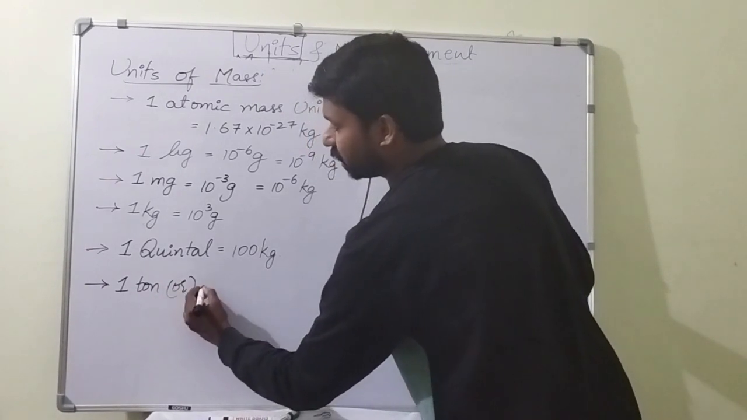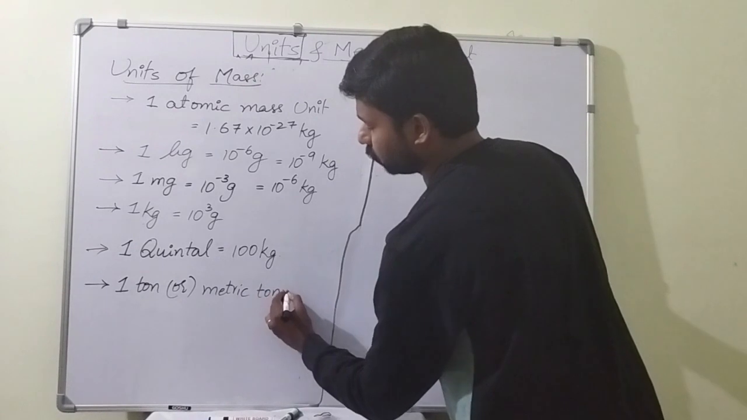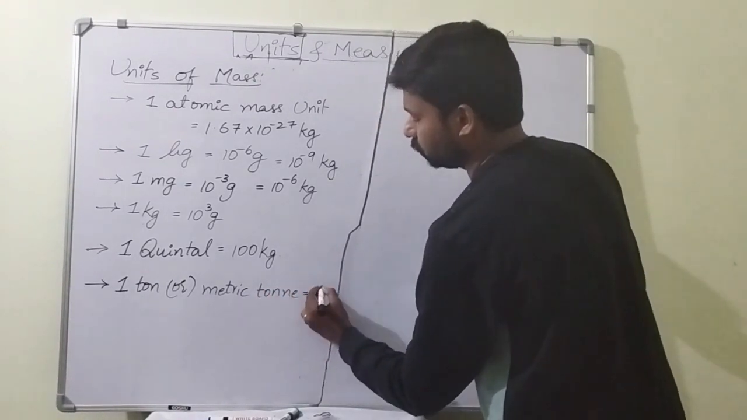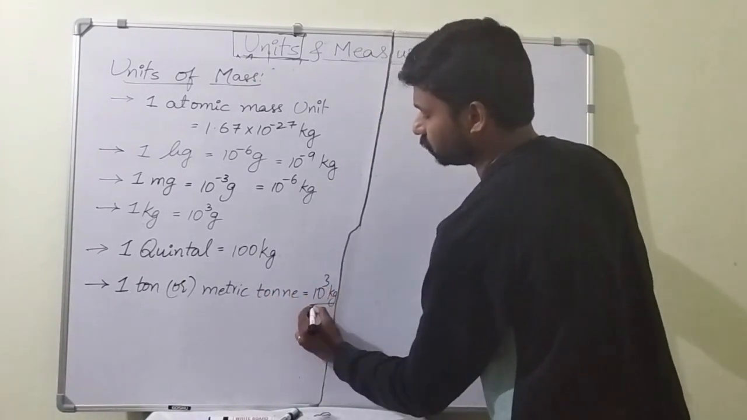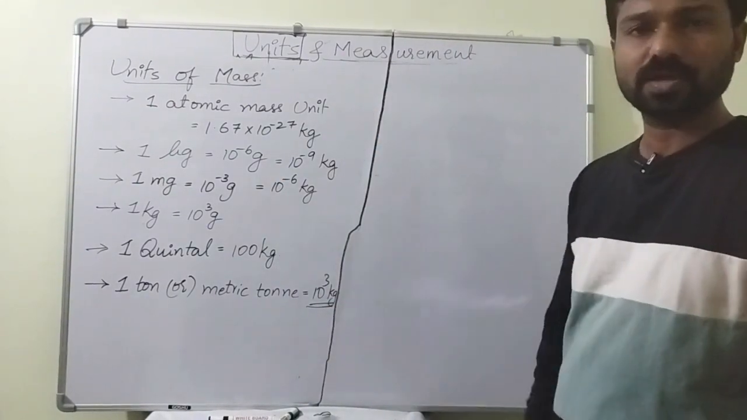Okay, then comes 1 ton or metric ton. Both are same. Is it okay? 1 ton, which is also equal to metric ton, is equal to 10 to the power of 3 kg. That is 1000 kg. You can call it as metric ton. So these are few units of mass.